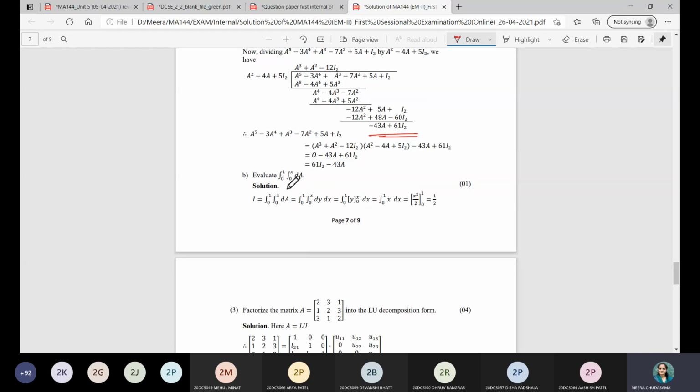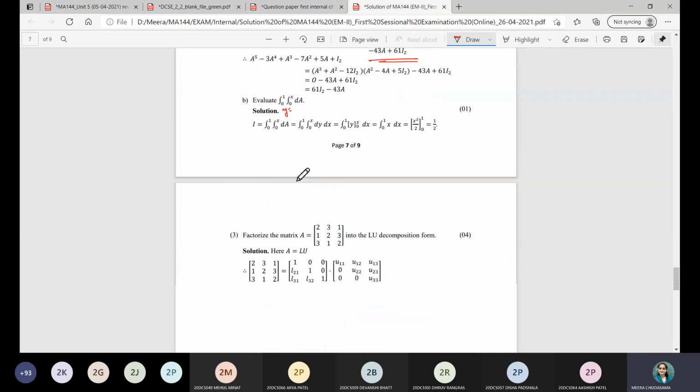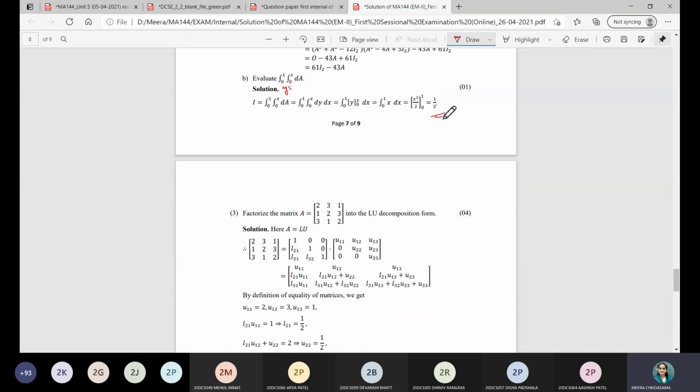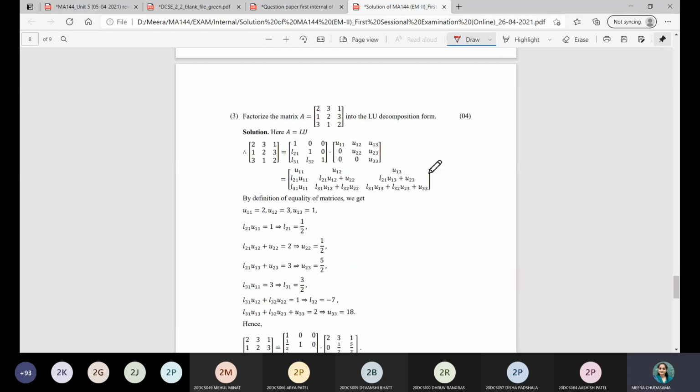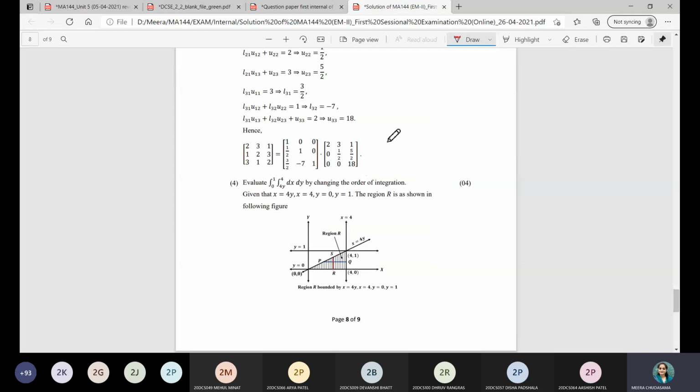Evaluate this one. Here you can see that you have to consider y as the inner integral because the limits depend on x. This carries 1 mark. Then you have to factorize this as LU decomposition. Here it is the method given in your material, right? From that one you will get these answers.